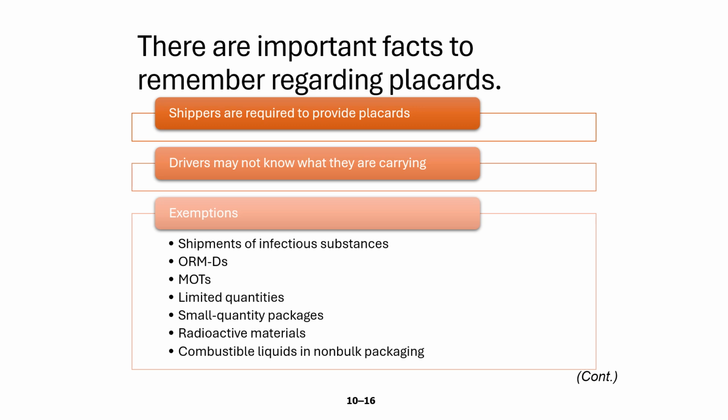Some important facts to remember regarding placards. Shippers are required to provide placards. Drivers may not know what they are carrying or may have varying degrees of information about hazardous materials in their vehicles. A placard is not always required for shipments of infectious substances or other regulated materials, or materials of trade, limited quantities, small quantity packages, radioactive materials, or combustible liquids in non-bulk packaging.